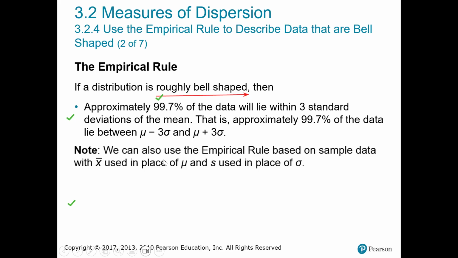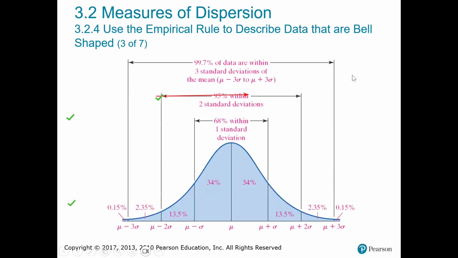And here is a little note for you. We can also use the empirical rule based on sample data with X bar used in place of mu and S used in place of sigma. If you remember, X bar is for the sample, mu is for population, S is the standard deviation of the sample, sigma is the population standard deviation. This is the picture that you will need to keep in mind always.